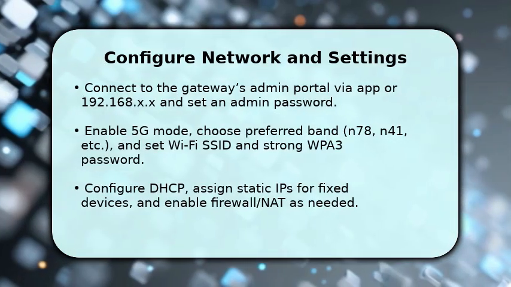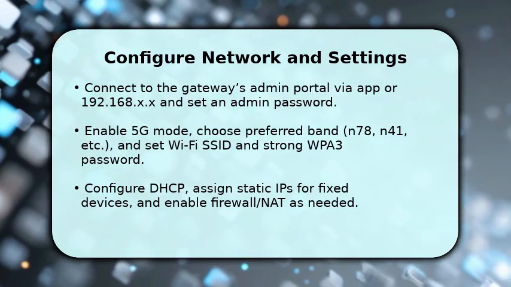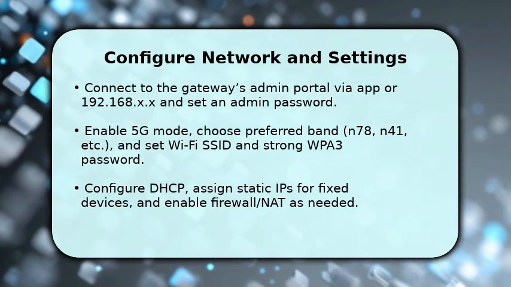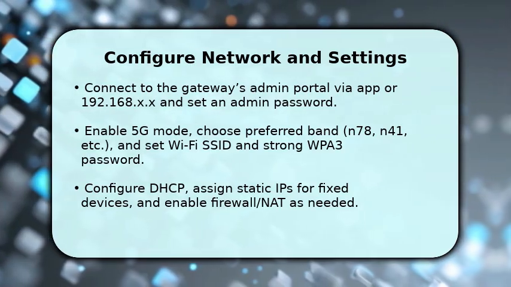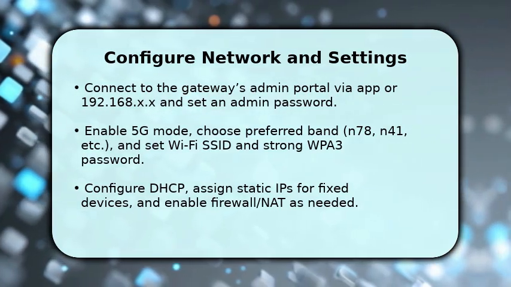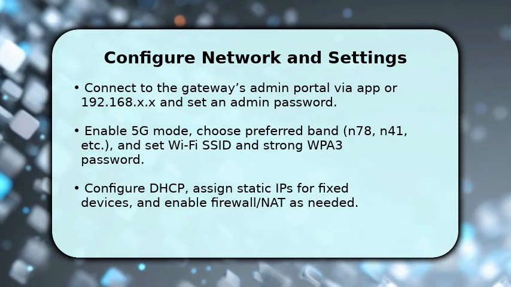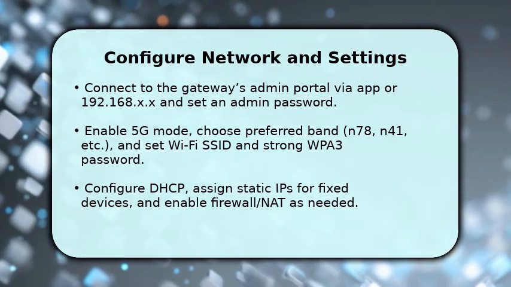You now dive into configuration so your 5G link becomes a reliable Wi-Fi network. Log into the Gateway app or admin page and immediately change the default admin password. Enable 5G operation and, if available, select the preferred 5G band for stability.